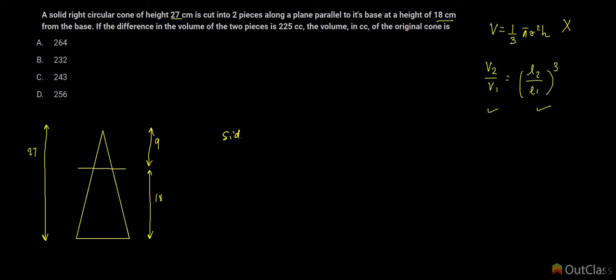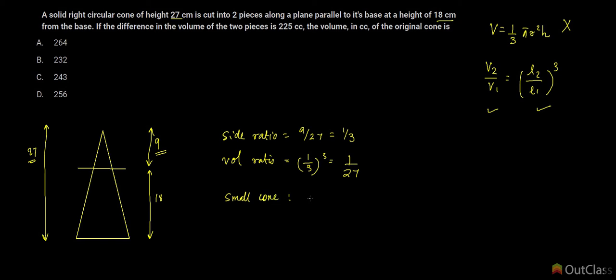So the side ratio here, as you can obviously see, is 9 by 27, which is 1 by 3, which means that the volume ratio is 1 by 3 cube, which is 1 by 27. So then you have the volume of the small cone to the volume of the large cone as 1:27. Let's take them as 1k and 27k.